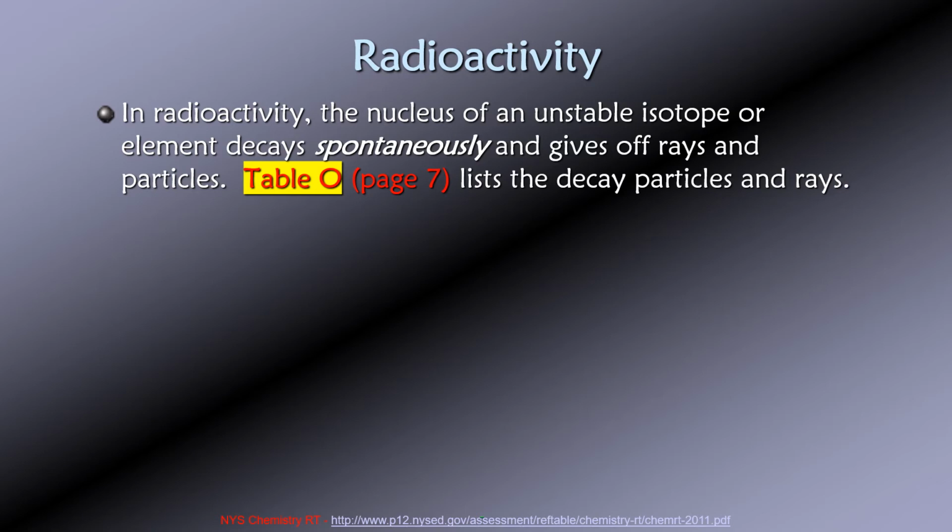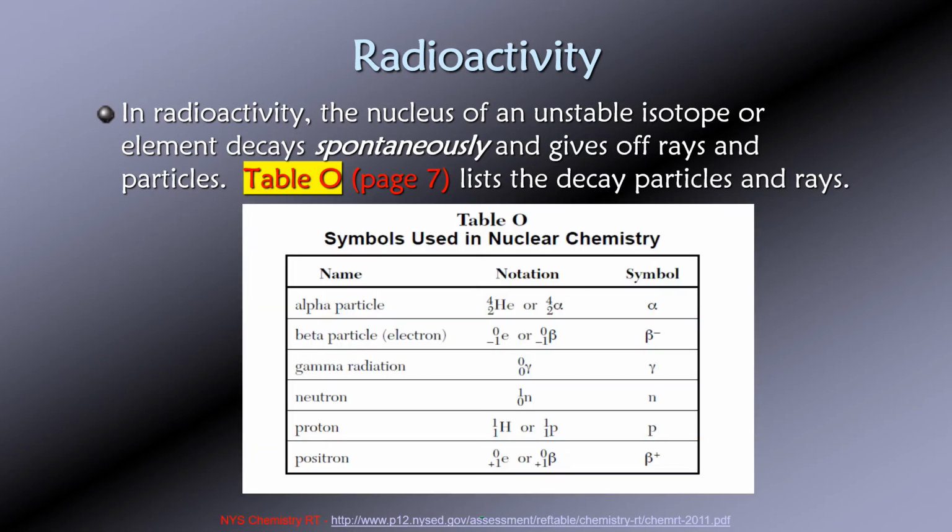Now, what happens to those unstable isotopes? Well, as we mentioned, they are called radioisotopes because they can go ahead and break down or decay and emit some sort of radiation or particles. And if you look at page 7 in your reference table packet, you have this Table O. Table O gives you 6 different decay modes that radioisotopes can have, which means that radioisotopes can emit an alpha particle, a beta particle, gamma radiation, a neutron, a proton, or a positron.